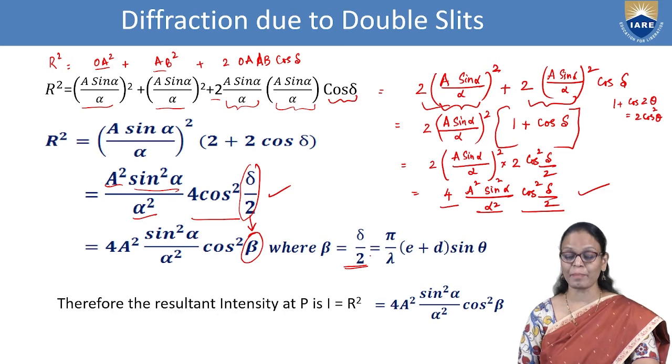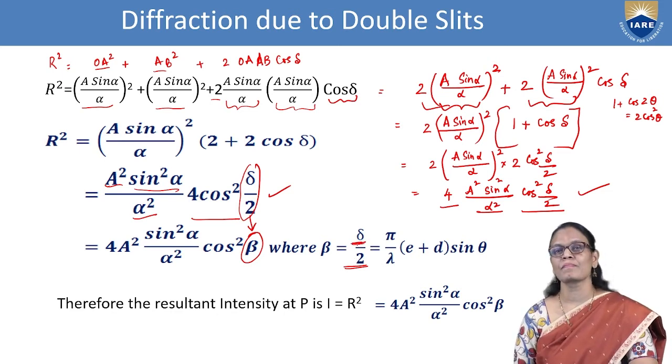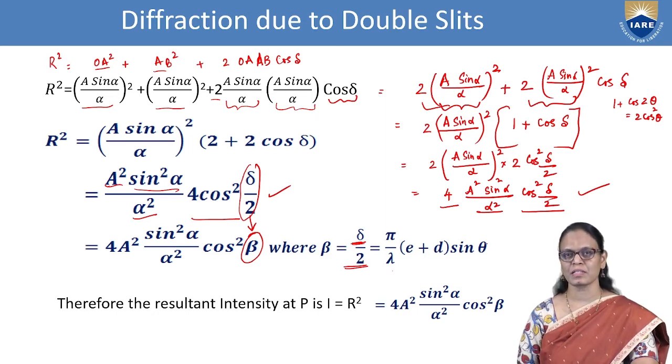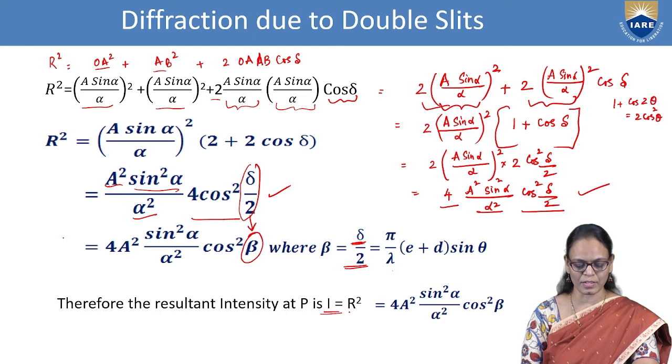So what is delta by 2? We have already seen delta. Delta is the phase difference, which is given by 2 pi by lambda into e plus d sine theta. So delta by 2 will give us pi by lambda into e plus d sine theta. Now, I will be equal to R square. So all this is R square.